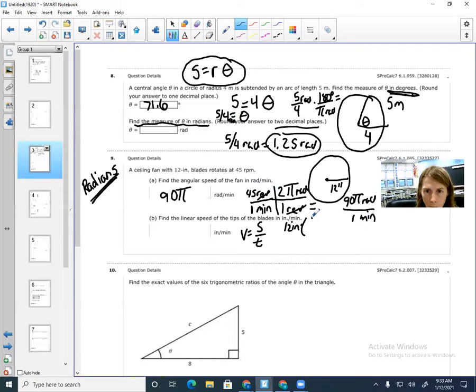Okay. So if you want to save yourself some time, you can just take this right here and put it in right there. So I take 12 times 90, and I get 1080 pi inches per minute. Okay, and we're just gonna put that right here, 1080 pi.